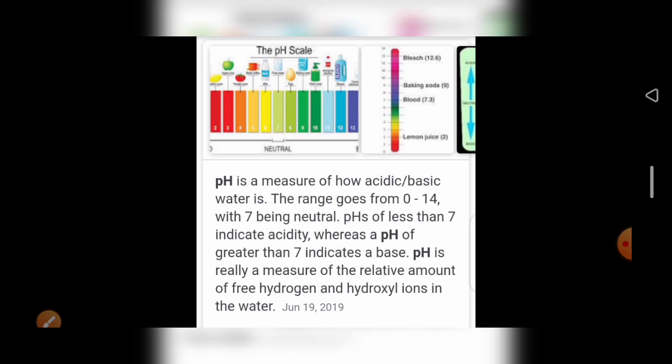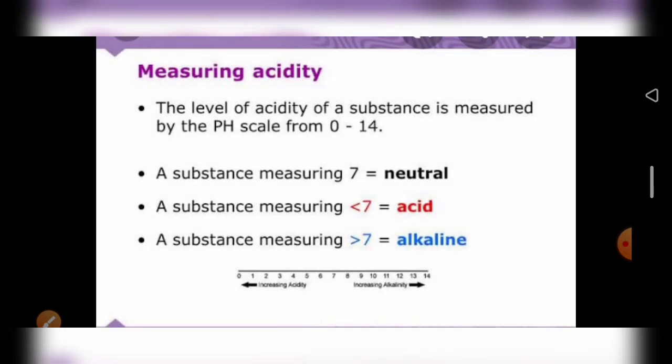In a pH scale, the range is 0 to 14. 0 to 6.9, it is acidic. Exactly 7, it is neutral. After 7.1 up to 14, it is base. Okay, the level of acidity of a substance is measured by a pH scale from 0 to 14. A substance measuring 7 is neutral. A substance measuring less than 7 is acidic. A substance measuring above 7 is alkaline.